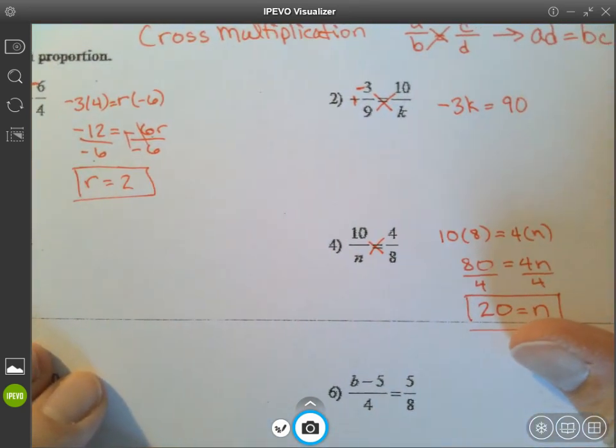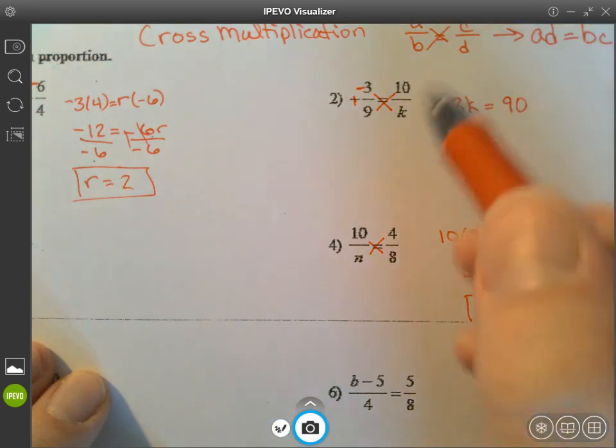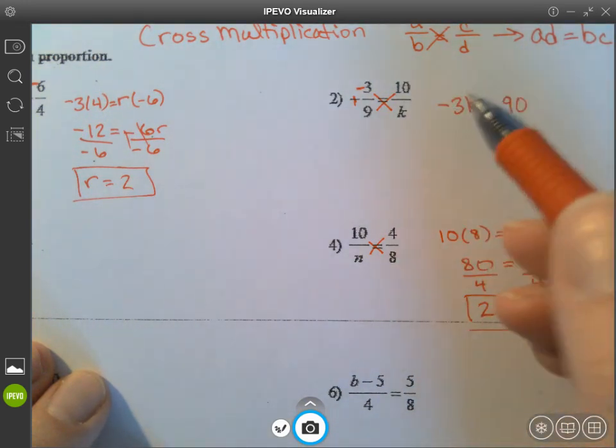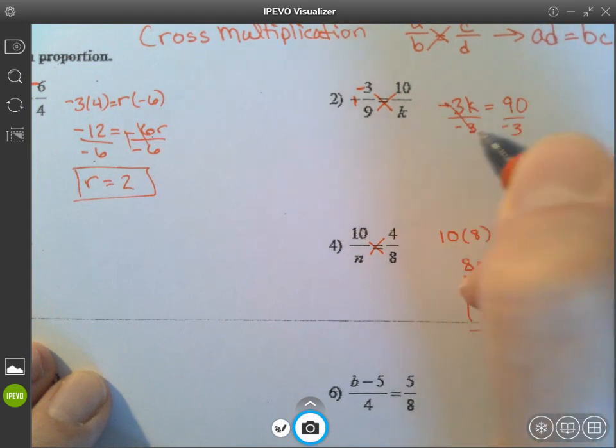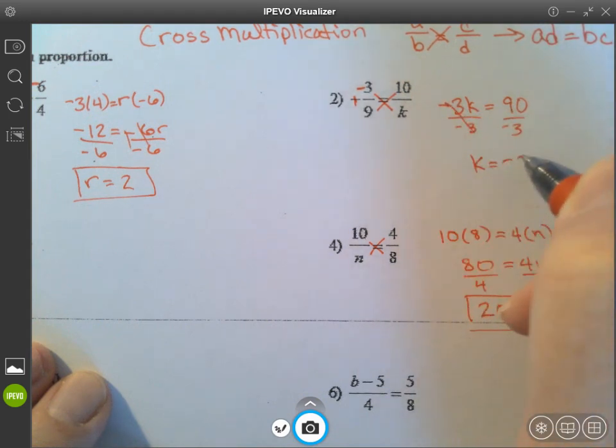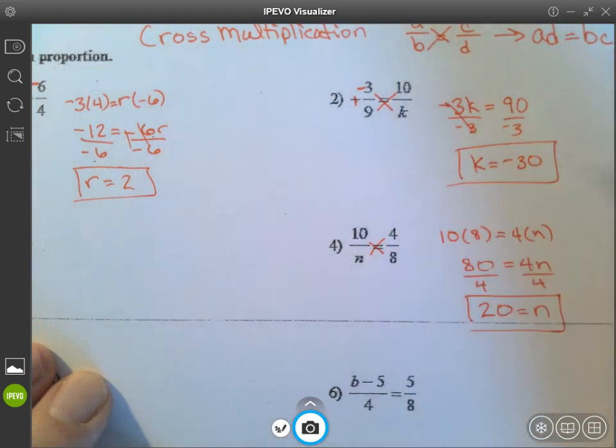So as long as I'm okay with that, I can skip that step, but you need to show this. I want at least one step, and then we divide both sides by negative 3k, and I get k equals negative 30. So I'm being very clear. When you do your worksheet, we need at least that one step, what you did, and then your answer.